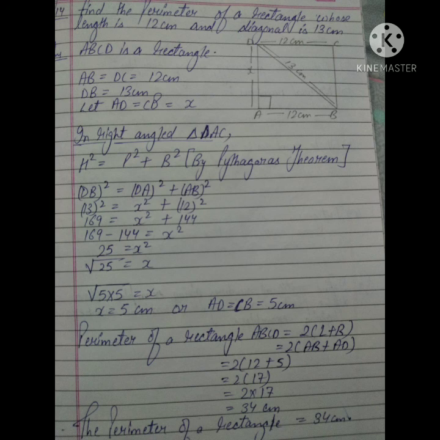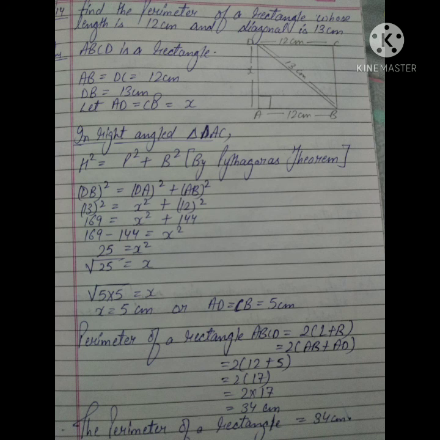It is clear to you all from the figure. ABCD is a rectangle in which DB is 13 centimeter and AB is equal to DC is equal to 12 centimeter, and we have assumed AD is equal to BC is equal to X centimeter, right? In a right angle triangle, hypotenuse square is equal to perpendicular square plus base square. That is called the Pythagoras theorem. So DB square is equal to DA square plus AB square. So 13 square is equal to X square plus 12 square.